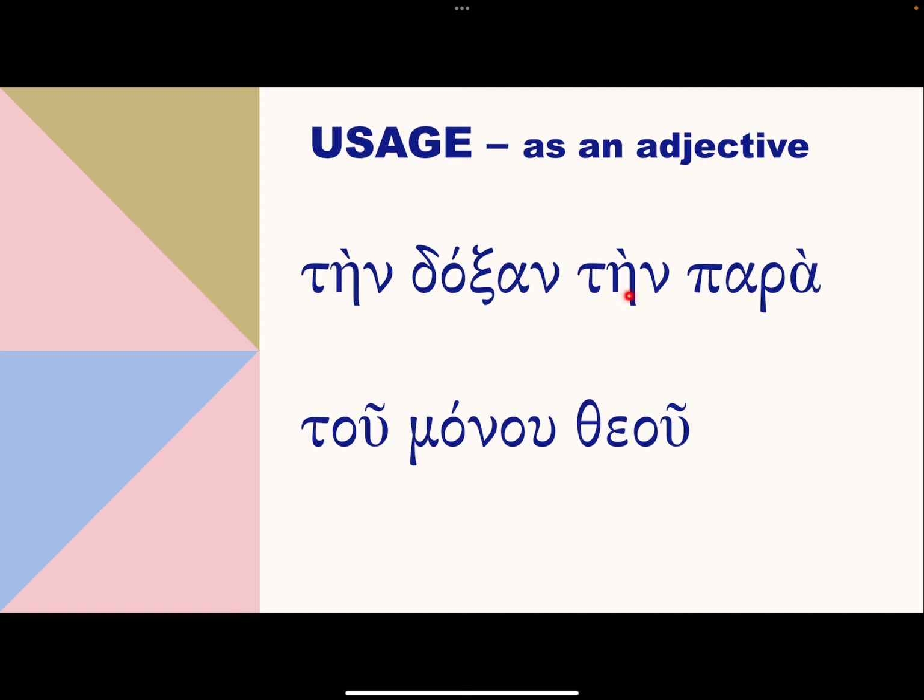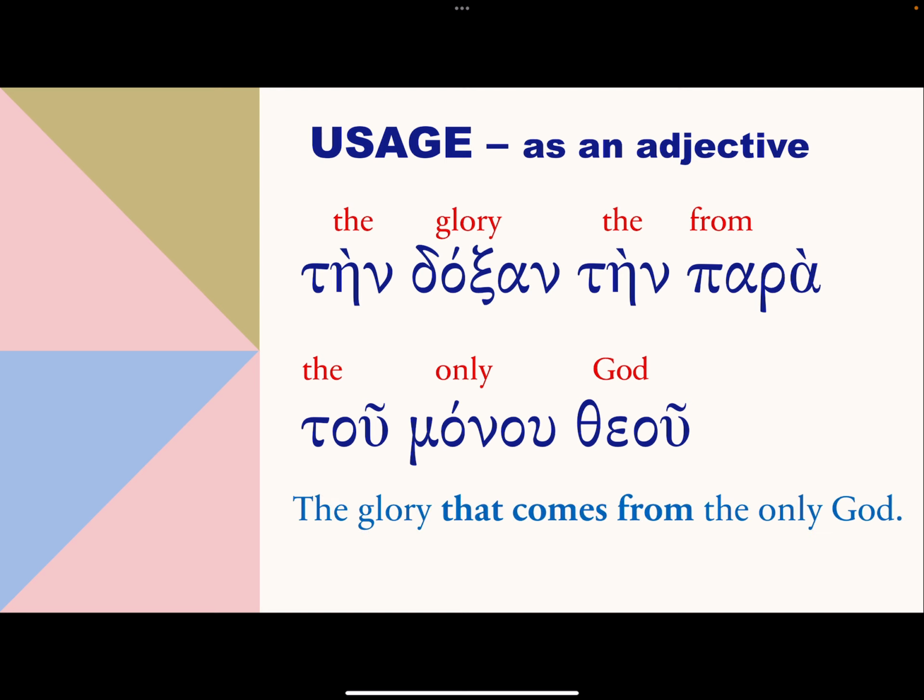And here is my preposition, para. But I've got this article in front of my preposition. And so that is actually my clue. That is my clue that instead of being an adverbial preposition like we saw in the last example, this is actually an adjectival preposition. It's going to tell us something about the noun being glory. So it's the glory, from the only God. And so a rough translation would be something like the glory that comes from the only God.